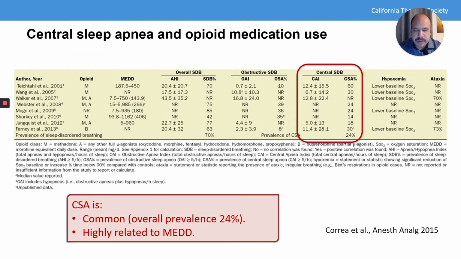In opioid medication use, the prevalence of central sleep apnea is also quite high. In this meta-analysis, they found that the prevalence overall was about 24%, which is fairly high, and it seems quite intricately related to the morphine equivalent dose per day, the MEDD. So if you are on higher levels of these opiate medications, the prevalence seems to be fairly high.